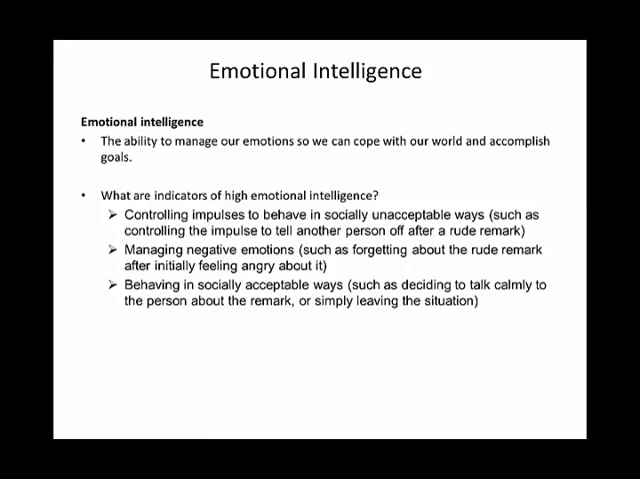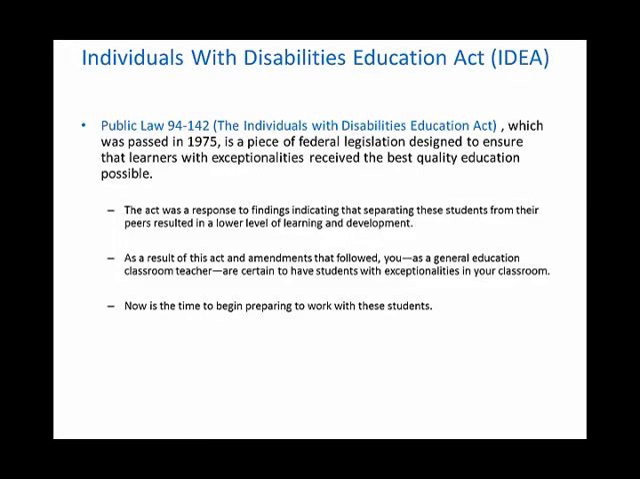Well, we have now reached the last topic that this lesson is going to cover. And that topic deals with how federal policies have informed our approach to educating students with exceptionalities. In the year 1975, Congress passed Public Law 94-142, which is known as the Individuals with Disabilities Education Act, or IDEA. People in education love acronyms, if you haven't figured that out by now.